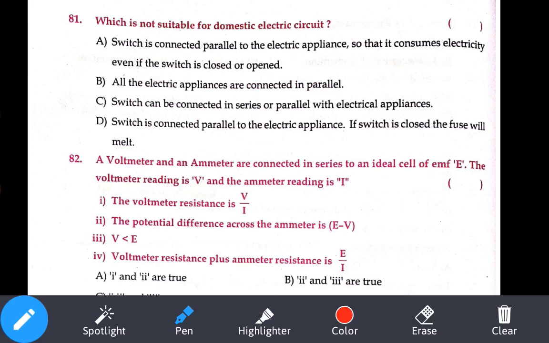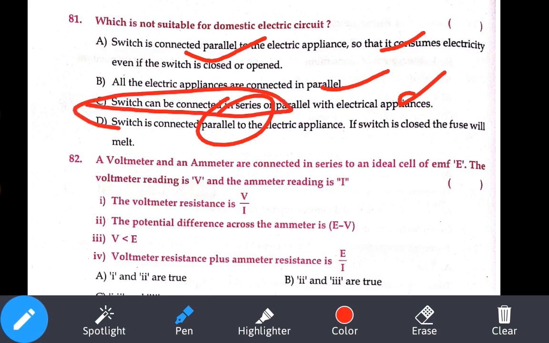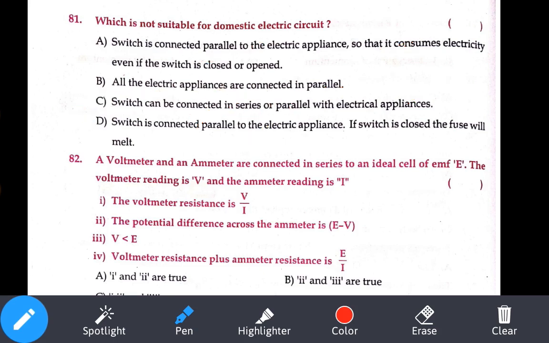Now let's see which is not suitable for the domestic electric circuit. Domestic means for our houses. They are asking which is not correct. Switch is connected in parallel, that is correct. Whether the switch is closed or open, all the switches are connected in parallel, that is also correct. Switch connected in series is wrong. If it is connected in series, then if you switch on one switch, all the electrical components in your house become on. Number C is our answer.